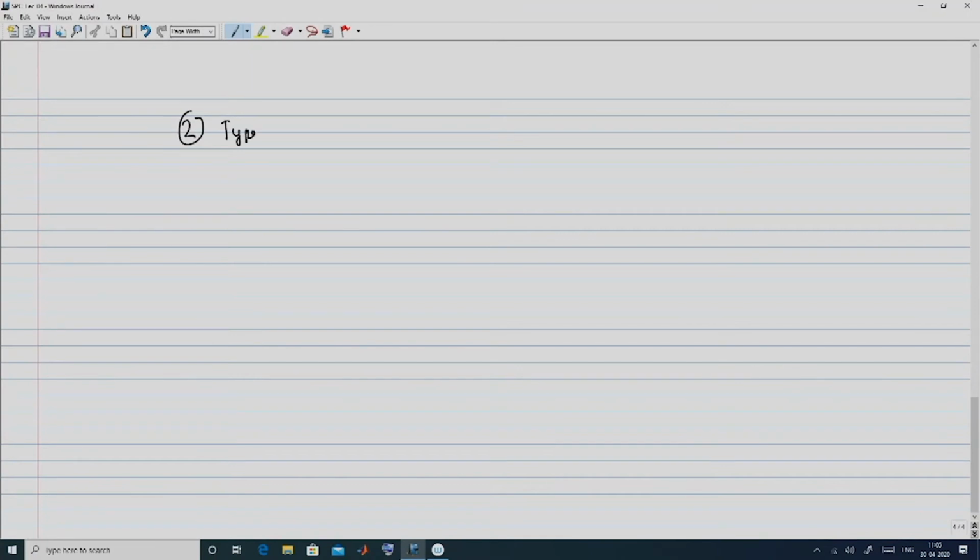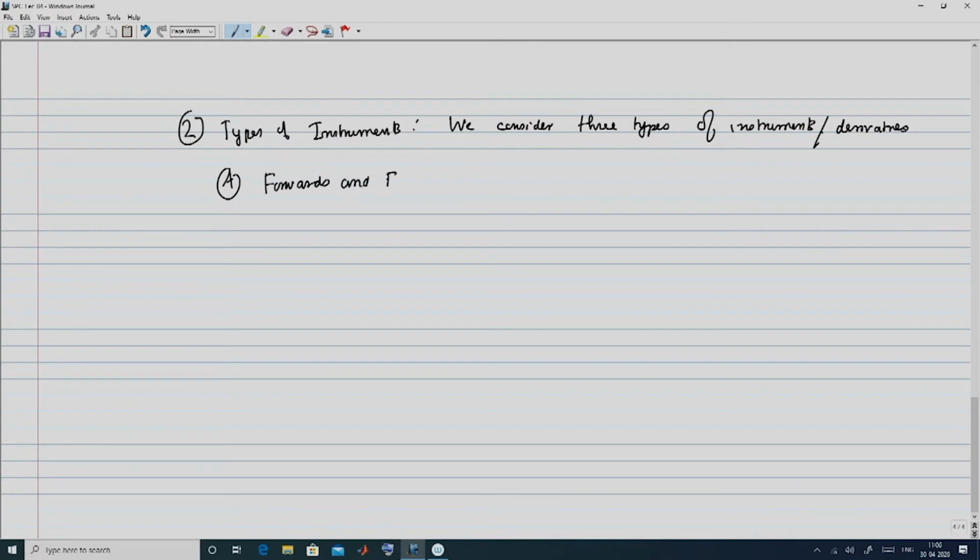Okay, so this concludes our discussion about the markets. Next we move on to types of instruments, and we consider three types of instruments, and by this I mean financial instruments or derivatives. The first one that we will consider is forwards and futures. So, we begin with talking about what is a forward contract.